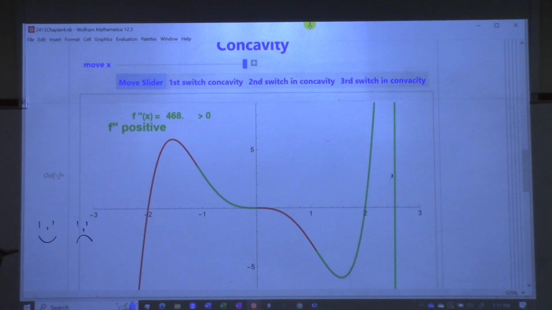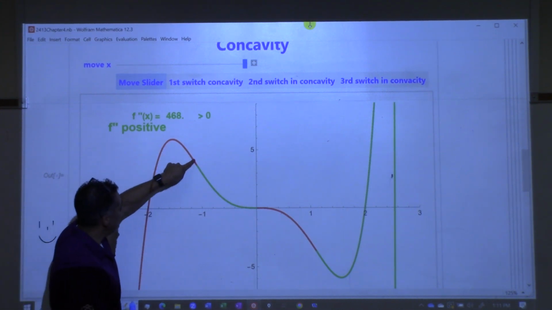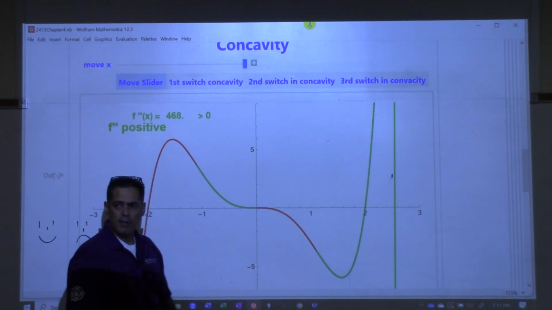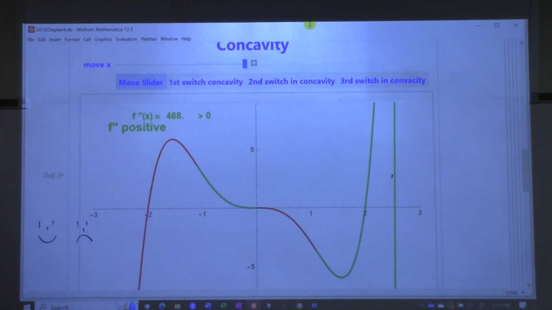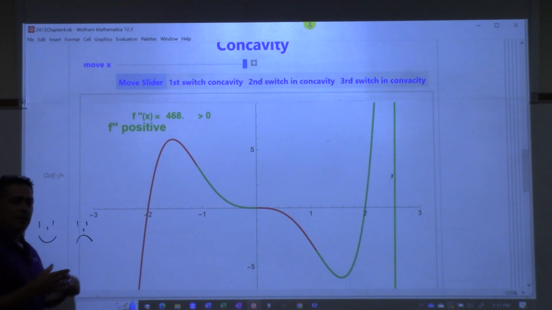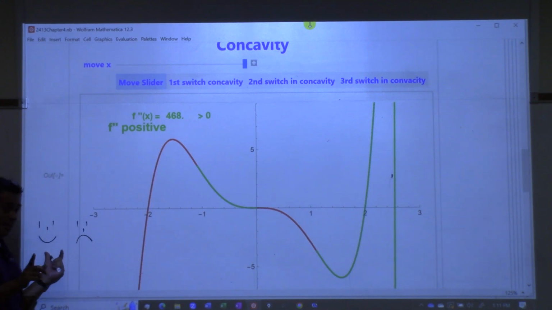And then the red part is part of a frown. This is part of a frown, right? And that's part of a frown. Y'all see that? The second derivative tells you whether or not your graph is smiling or frowning. Now, that's not the mathematical words for it. We say if the second derivative is positive, we will say that it is concave up. Second derivative is negative, we say it's concave down.